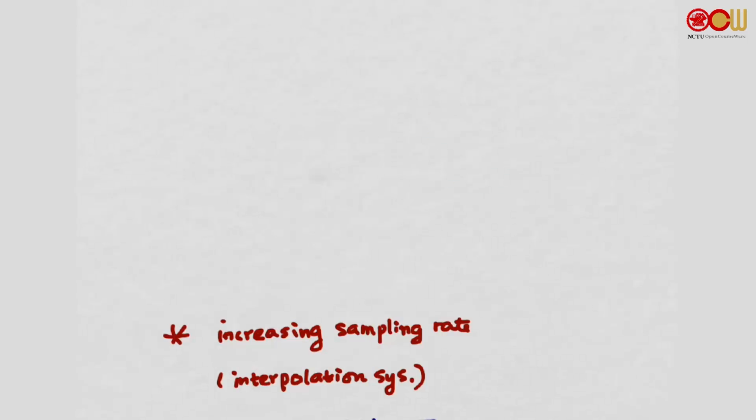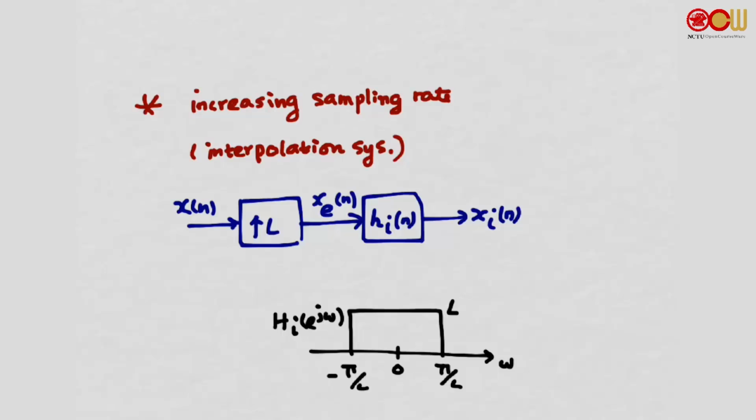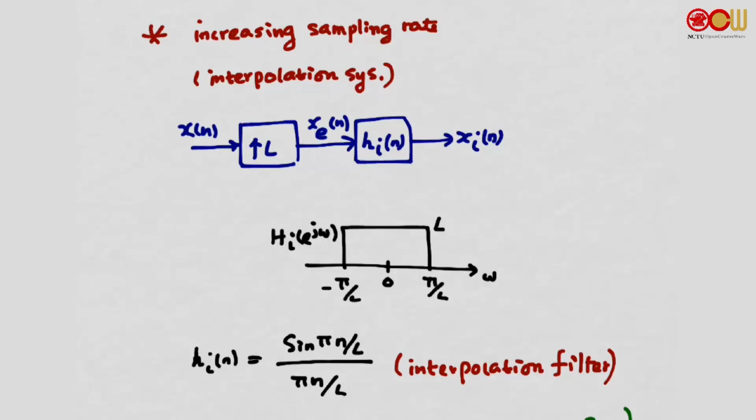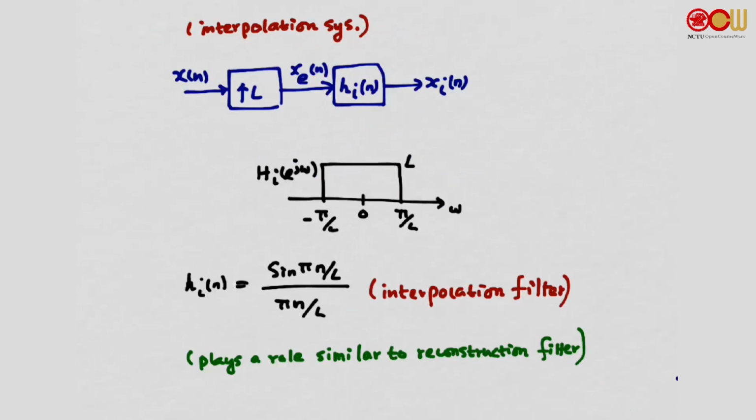So let's do that. This is called an interpolation system that increases the sampling rate. We take the output of the expander and we pass it through an ideal low-pass filter. It has cutoff frequency pi over L, and the height is L. Then we can filter out, like what we have said, only one copy and raise the height. This H_I is what we call an interpolation filter. The ideal low-pass filter has impulse response like this, a sinc function, sin(πn/L) divided by πn/L.